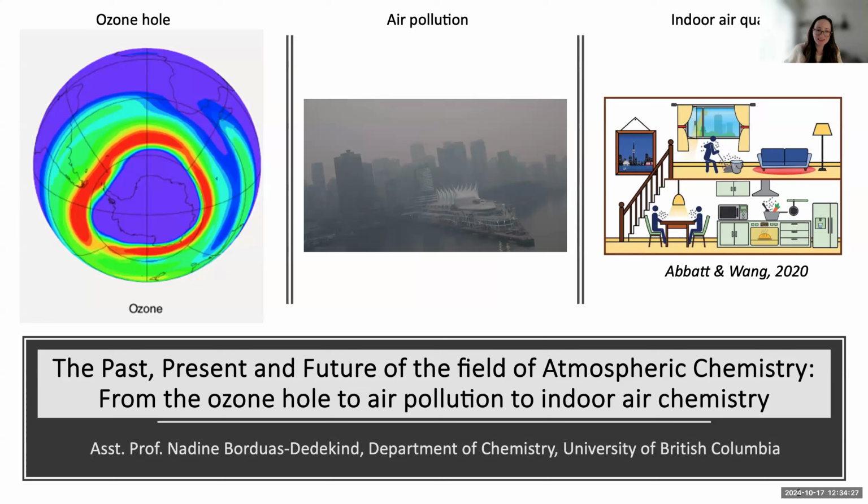So with that, it's my pleasure to introduce our speaker for today, Dr. Nadine Bourdois-Dedekind, who is an expert in atmospheric chemistry. She completed her PhD at the University of Toronto and postdoctoral fellowship in Europe at the Swiss Federal Institute of Technology in Zurich. Here as an assistant professor at UBC in the Department of Chemistry, her group studies how chemicals in the air change over time and how these changes affect air quality and climate, and looks at how tiny particles in the atmosphere help form ice and clouds, which has huge impacts on weather and climate.